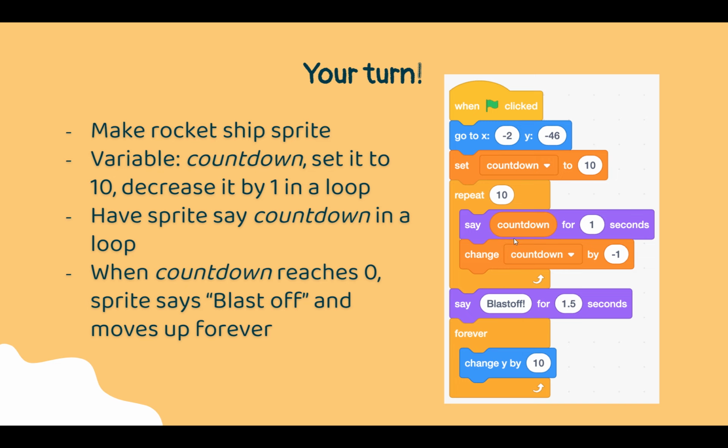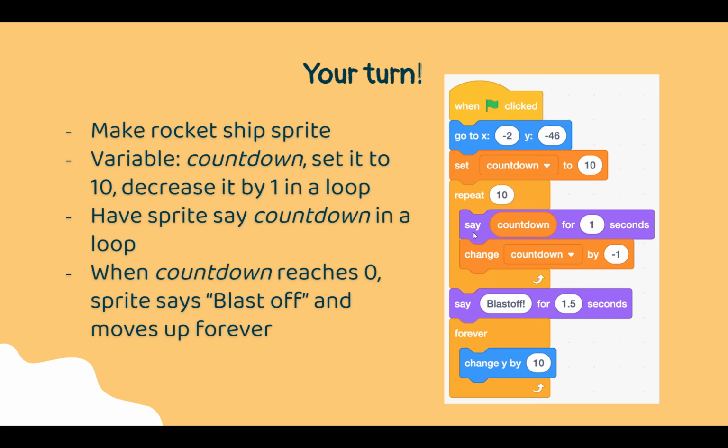So at the beginning it'd be 10, and then we're going to decrement or reduce that by 1. So we're changing it by -1, which is basically 10 minus 1. And then since we're repeating it, we'll say the countdown, which is now 9, and then change countdown by -1, so it'll be 8, and then say 8 until we get 1. And then it'll say blast off for 1.5 seconds, and then forever it'll just change y by 10. So it'll basically just go up, because remember the y-axis is up and down.